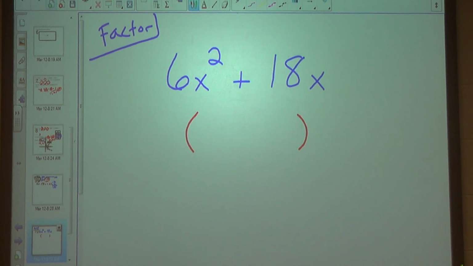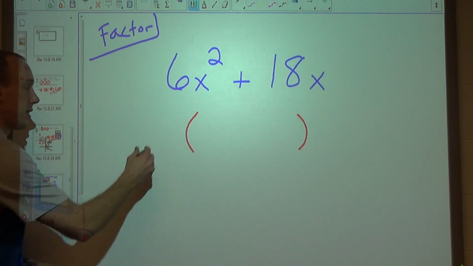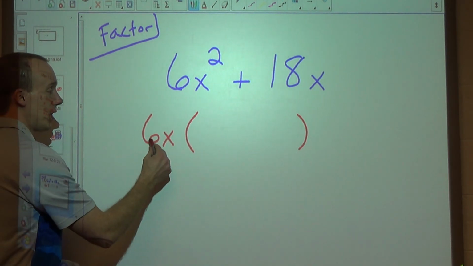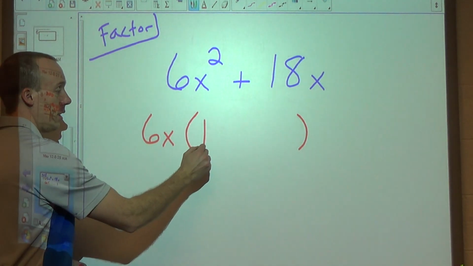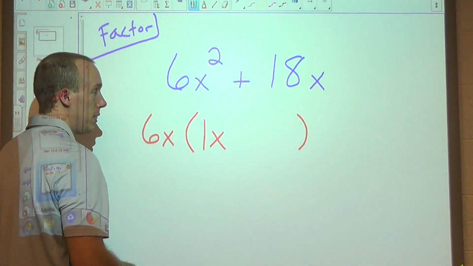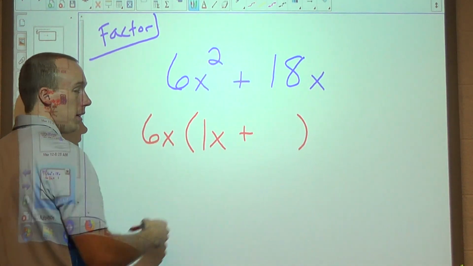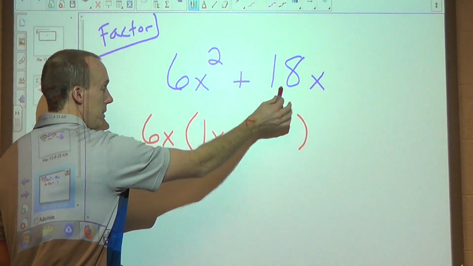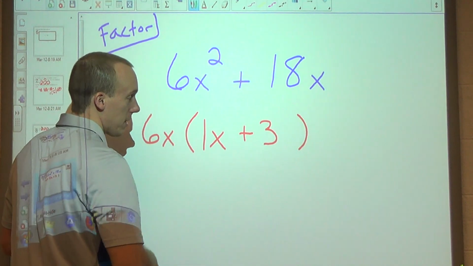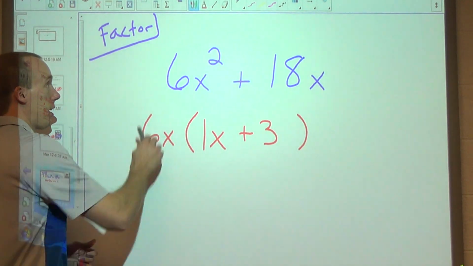So what number goes into both of those? A 6. Is there any letters in common? An x. So 6 times what gives me 6? 1, and then x times what gives me x squared? X. Okay, plus sign comes down. 6 times what gets me to 18? 3, and then nothing else, right? And then that would be factored.